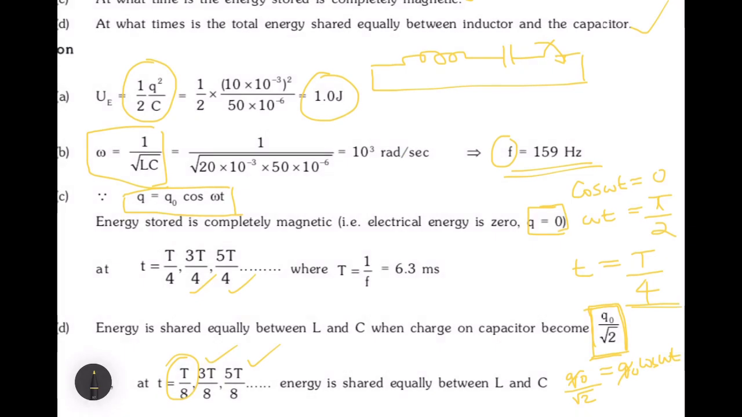Now there might be a confusion about how it became Q0 by root 2. So let's come back to the energy stored in the capacitor, which is Q square by 2C. In this formula, when Q becomes Q0 by root 2, its square becomes Q0 square by 2. Then only the energy will be equally shared. So that is why we are taking the Q0 by root 2 case. Otherwise we would have to take Q0 by 2. No, we have to take Q0 by root 2 itself.